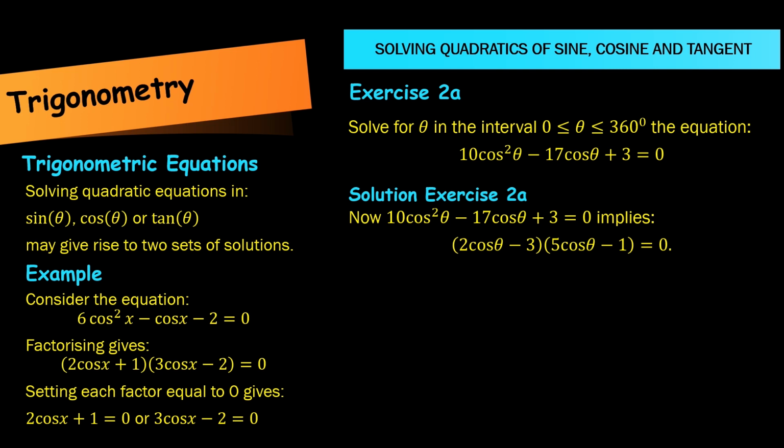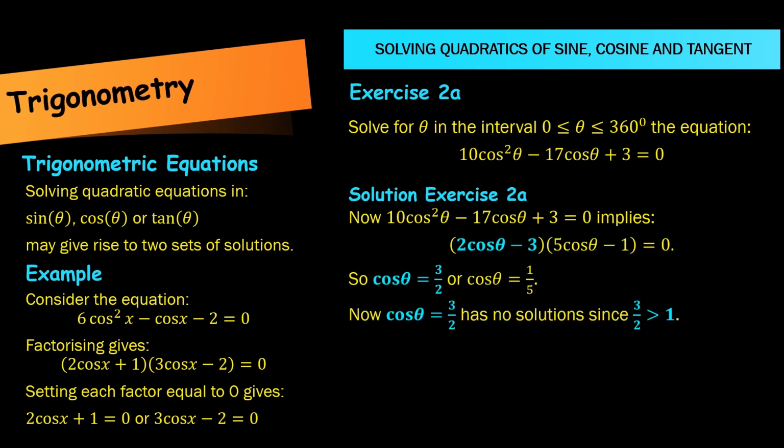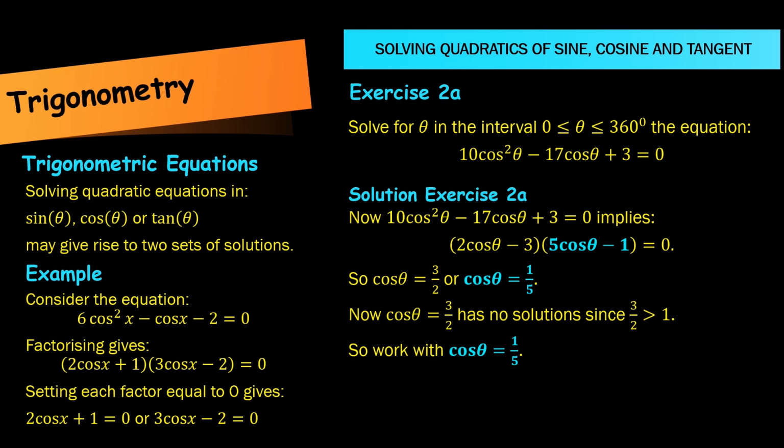Now 10 cos squared theta minus 17 cos theta plus 3 equals 0 implies 2 cos theta minus 3 times 5 cos theta minus 1 equals 0. Therefore, either cos theta equals 3 over 2 or cos theta equals 1 over 5. Now cos theta equals 3 over 2 has no solutions, since 3 over 2 is greater than 1, and the maximum for cos is 1. So we have to work with cos theta equals 1 over 5.